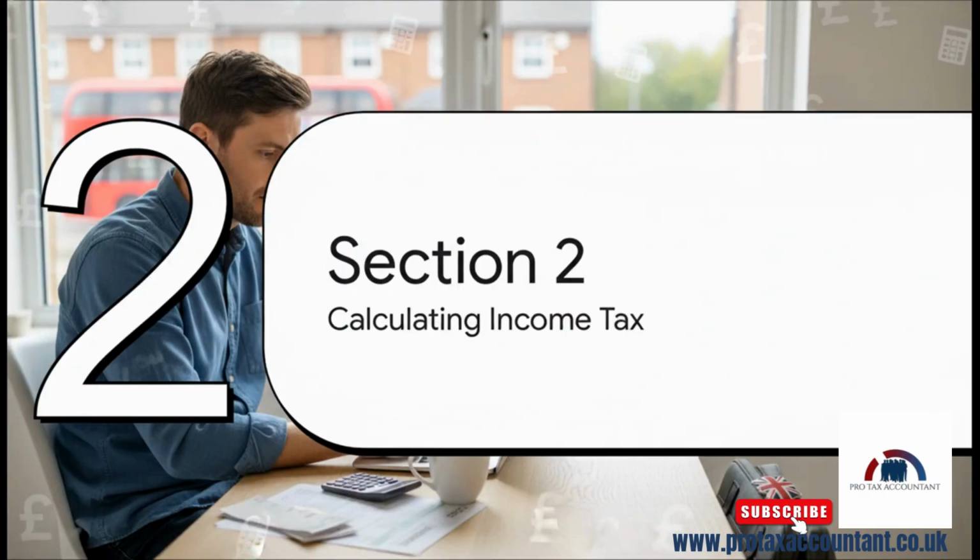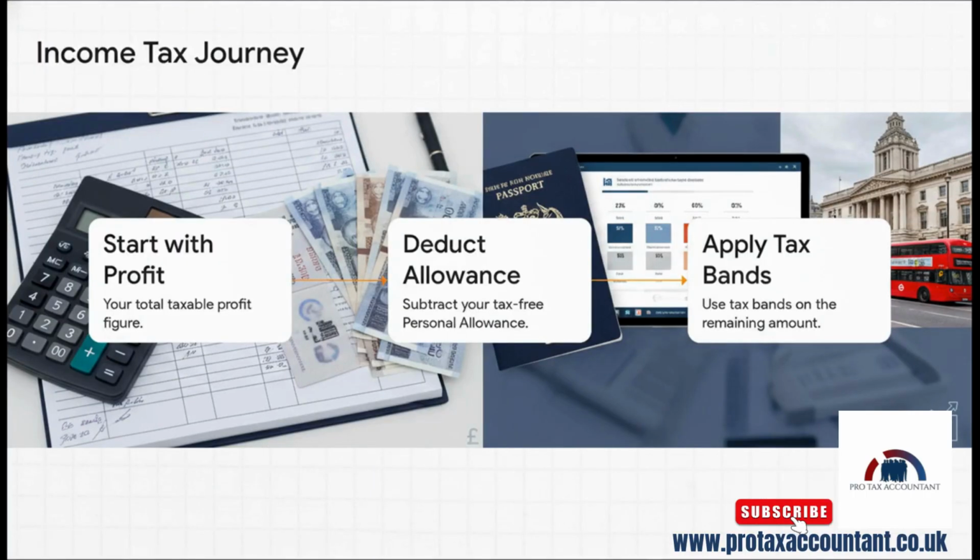Right then, once you've got that magic profit figure, which is just your turnover minus all those allowable expenses, we can move on to the next step, working out your income tax. And the good news is it's a pretty straightforward 3-step process. So the journey from profit to tax is actually quite simple. We start with the profit number we just worked out, then we take away your tax-free personal allowance, and finally, we just apply the right tax rates or bands to what's left. Let's look at each of those bits now.